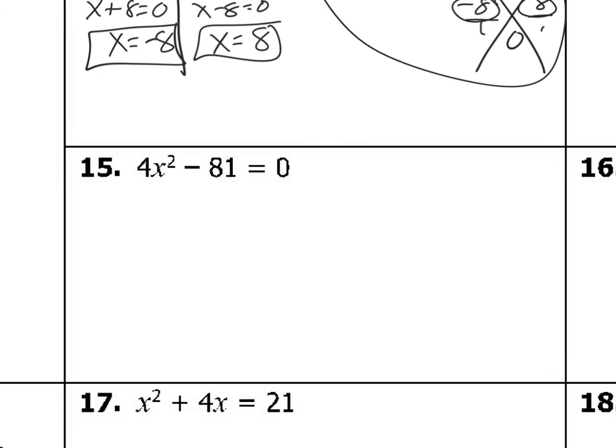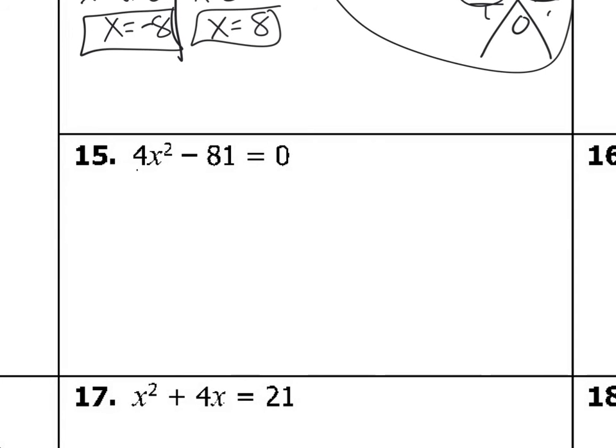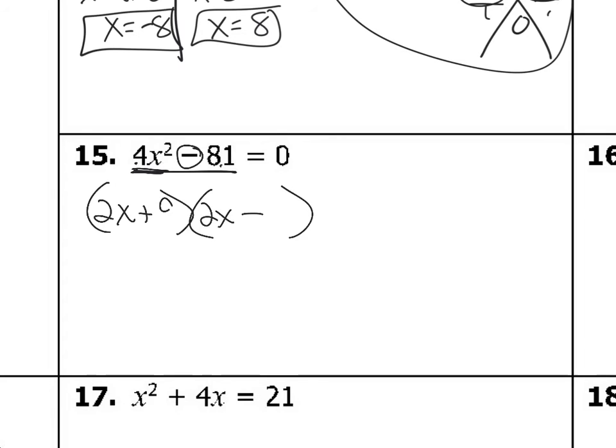All right, this, you should notice that this 4 is a perfect square, 81 is a perfect square, 4x squared is a perfect square, and it's subtracting. So square root of 4x squared is 2x. And we're going to do 1 plus and 1 minus. And square root of 81 is 9.